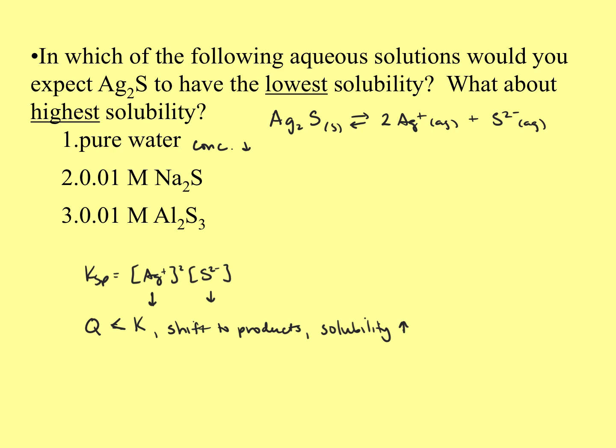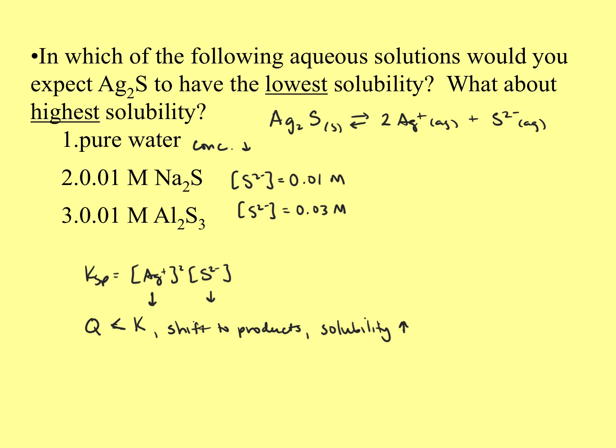Okay, the second one, let's see what's happening. You have 0.01 molar of Na2S. Because you have only one S2- ion for every one Na2S, the concentration of S2- would equal 0.01 molar. In the other one, Al2S3, the concentration of S2- would equal 0.03 molar because of that 3 subscript. Comparing these two, look at which one has a greater concentration. It's going to be the second one, the greater concentration of S2-.